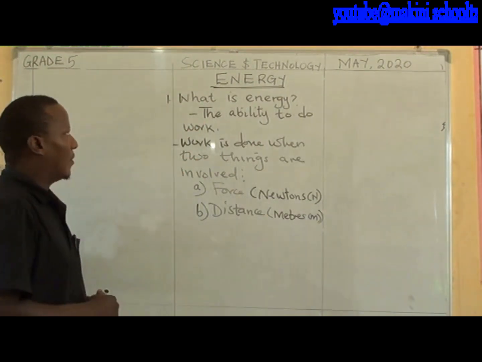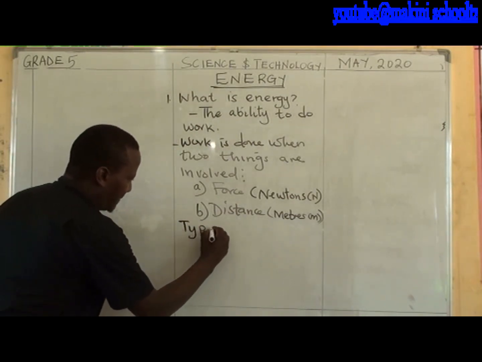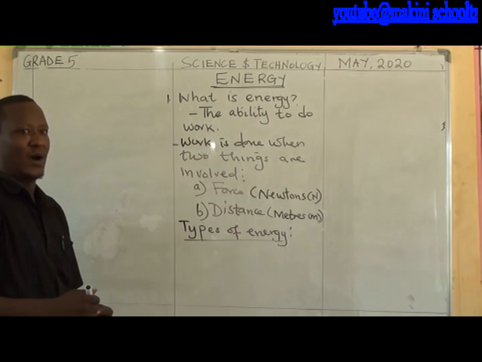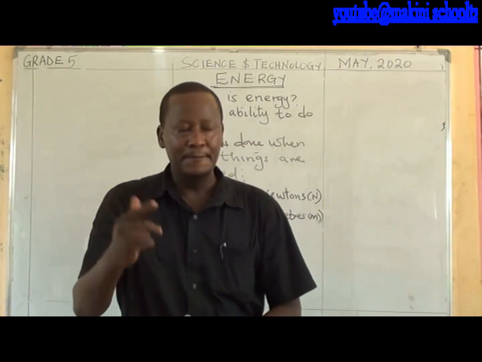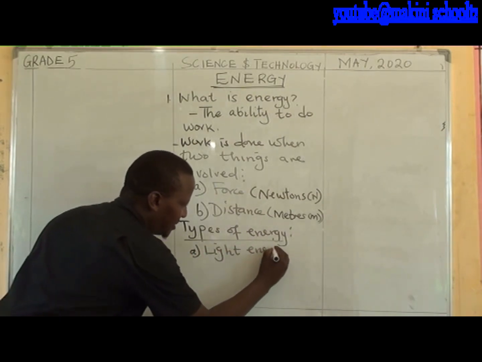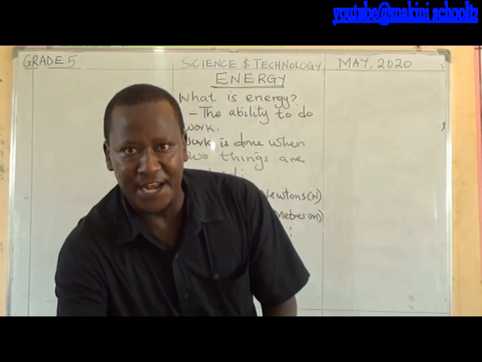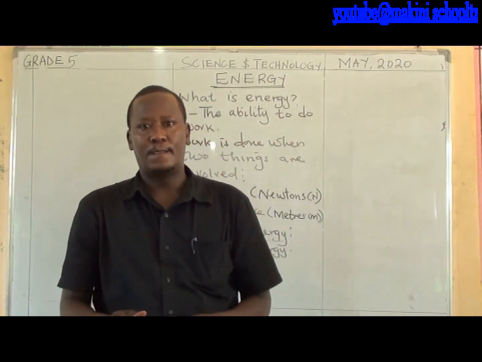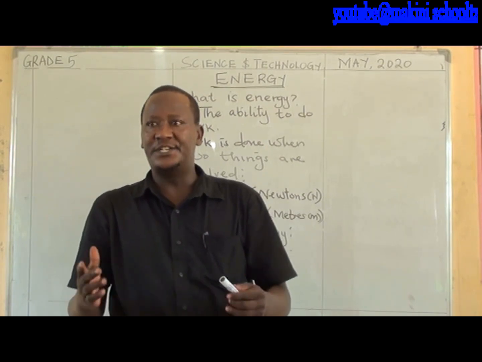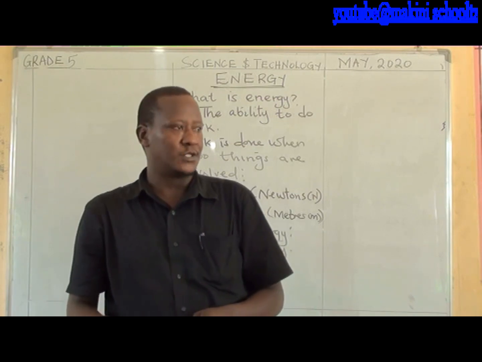We go back to energy. We have different types of energy, which you have learned in your previous classes. Number one, we have light energy. The energy that enables us to see, to observe things with our eyes. If it is dark, we are unable to see anything. But the moment there is light, we can see.